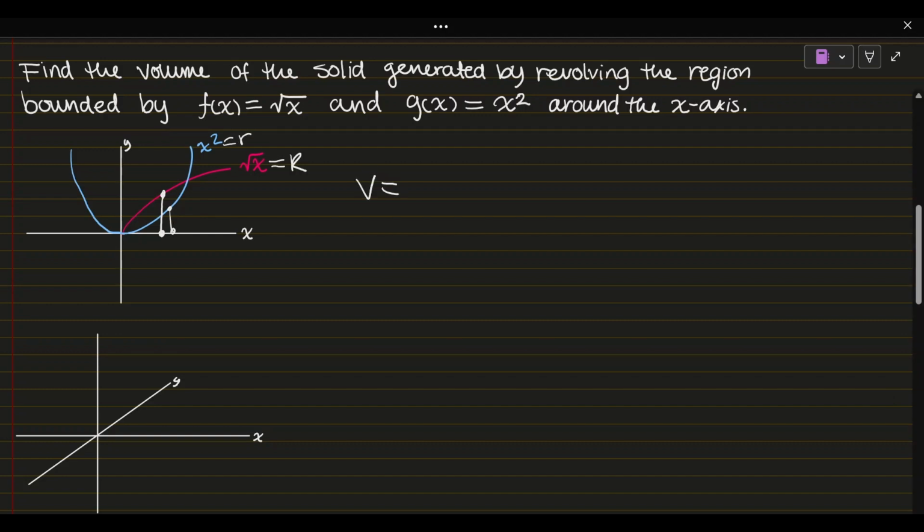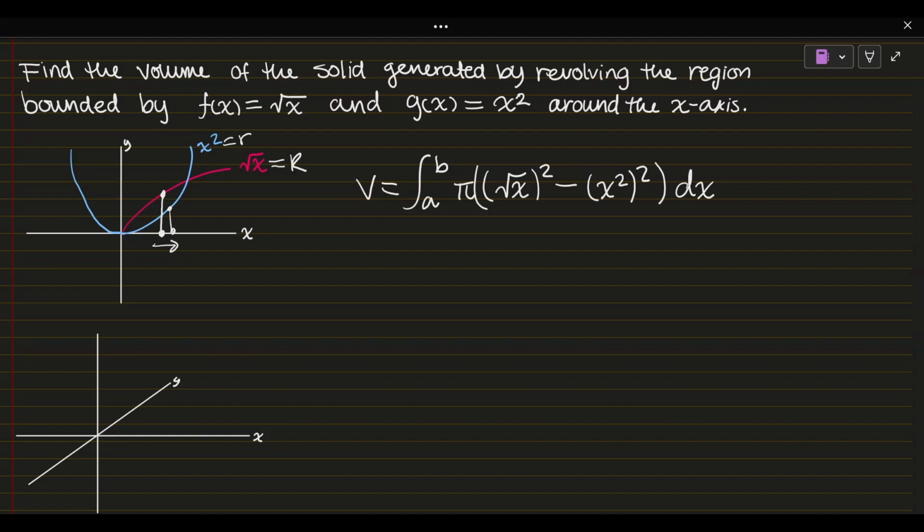So my volume is going to be given by the integral from a to b, pi times big R squared, which is the square root of x squared, minus little r squared, which is x squared, dx in this case, because we're integrating across the x-axis. Now for my bounds, they're just going to be the bounds of my region, so I just need to set my two curves equal to each other to find when they're going to intersect. So I will have the square root of x equals x squared, finding my bounds.